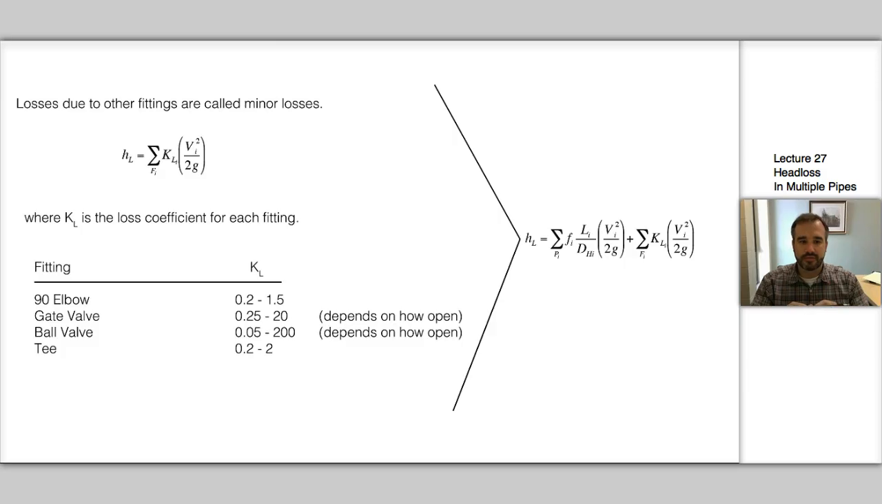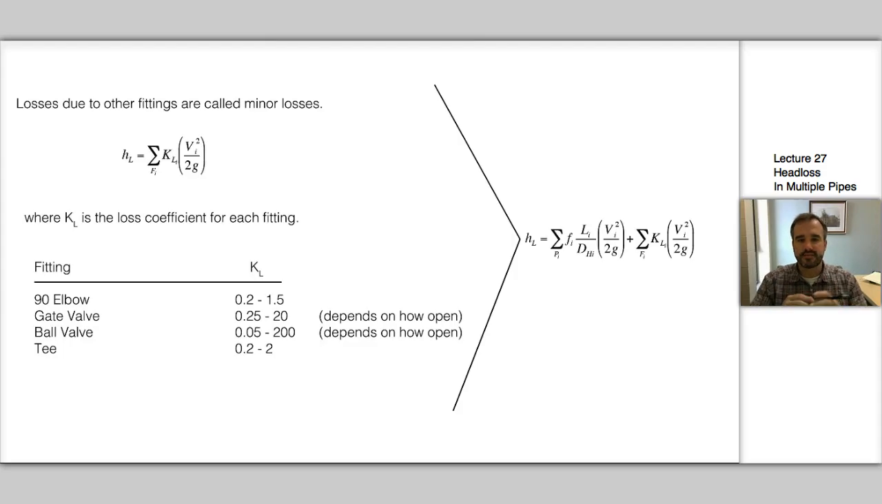Gate valves have values from 0.25 to 20. Ball valves 0.05 to 200. And for valves, it really depends on how open the valve is. Is it 98% closed or is it wide open? Okay, and so when it's really closed, then the K of the valve is going to be really big because it's a tiny little opening that we have to squeeze all that water through. When it's wide open, it's going to be very small because it's going to be basically the same as the interior of the pipe.